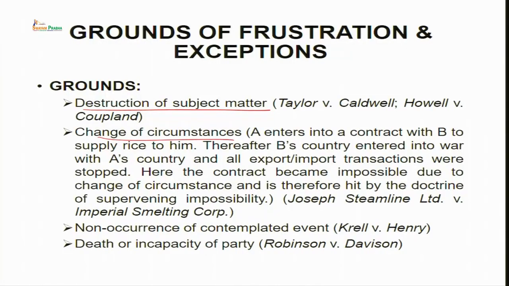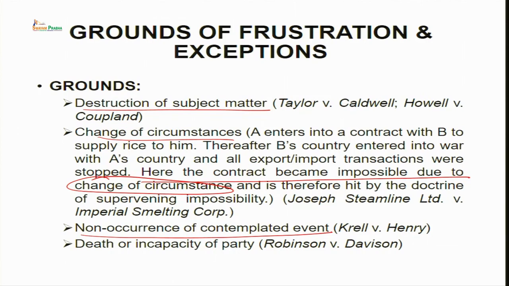Change of circumstances. A enters into a contract with B to supply rice to him. Thereafter, B's country entered into war with A's country and all the export or import transactions were stopped. Here, the contract became impossible due to change of circumstance. That is, when the contract was entered into, the situation was absolutely fine. But at a later stage, before the obligation could be fulfilled, one party's country entered into war with the other party's country, and all the export-import transactions between these two countries were stopped. Here, the contract became impossible due to change of circumstances.